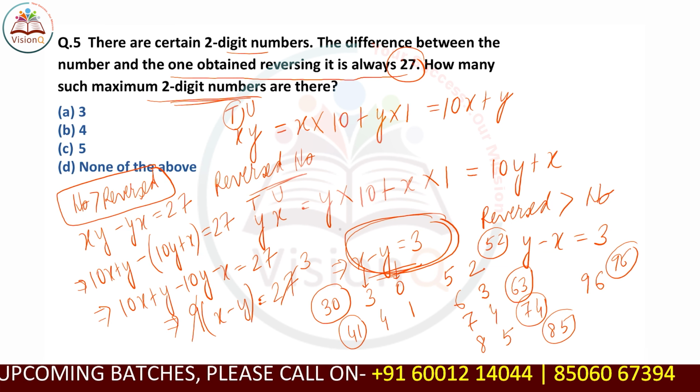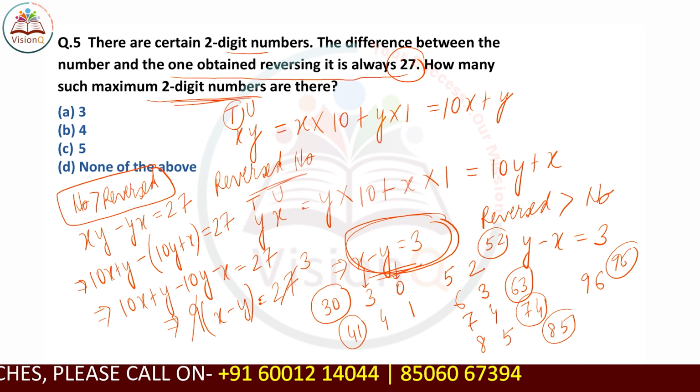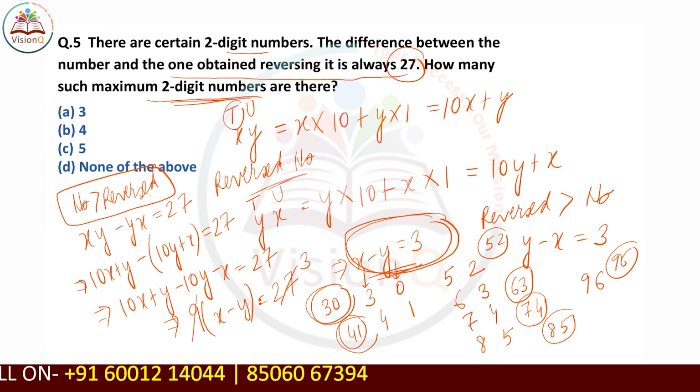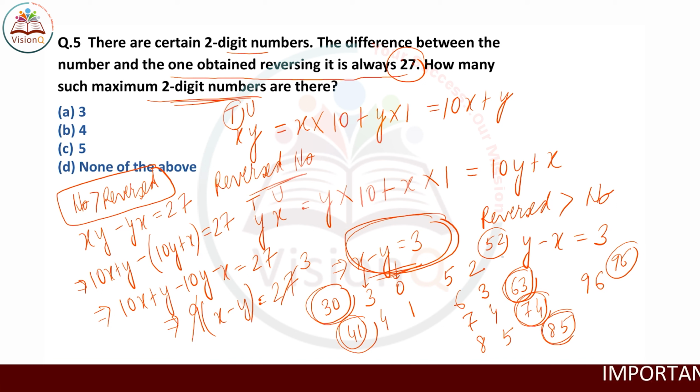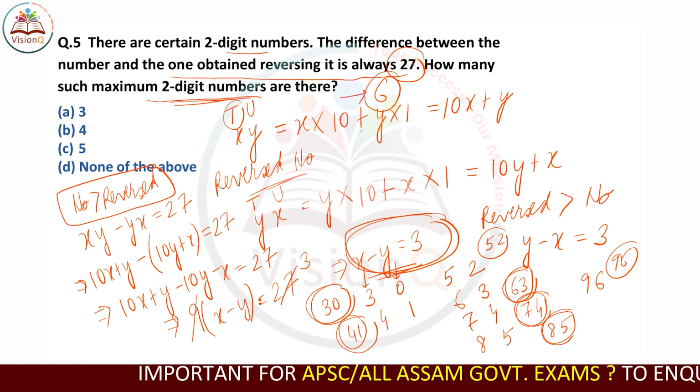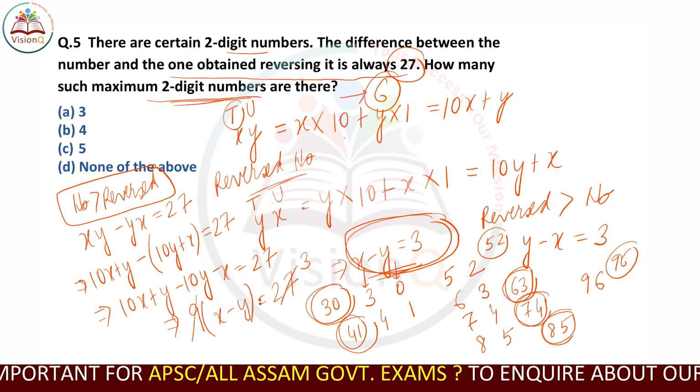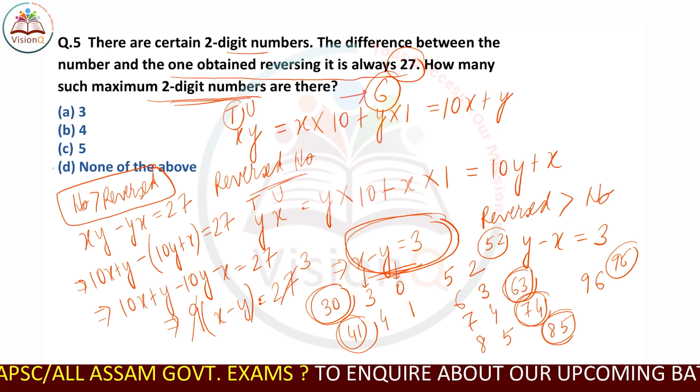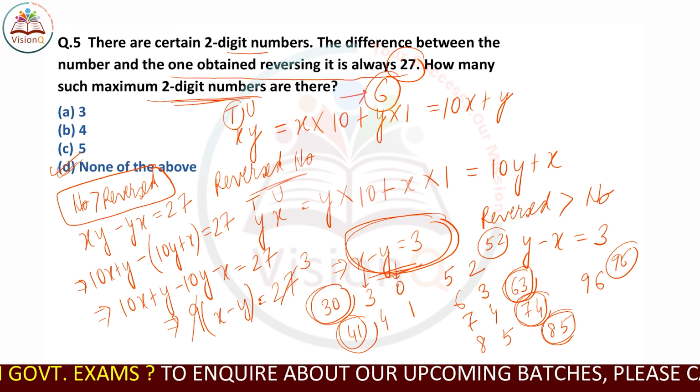So how many numbers are possible here? Maximum numbers are possible what? 30, 41, 63, 74, 85 and 96. So 1, 2, 3, 4, 5, 6. The answer will be 6. Okay, in total 6 numbers of 2-digit numbers are possible in this case, question number 5. So the correct answer is option number D, which is none of this.